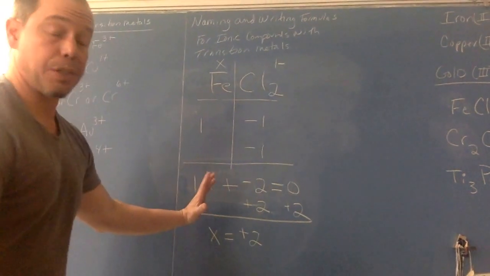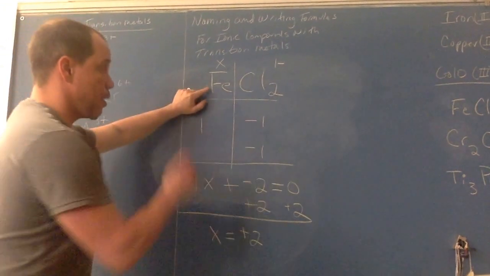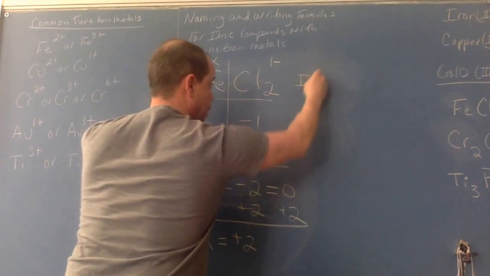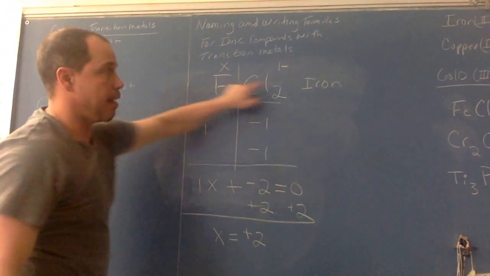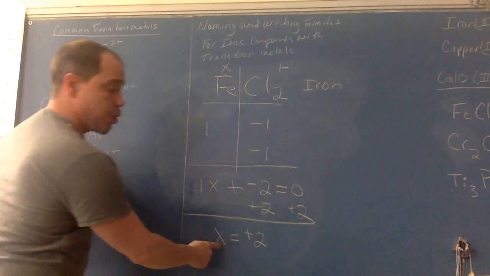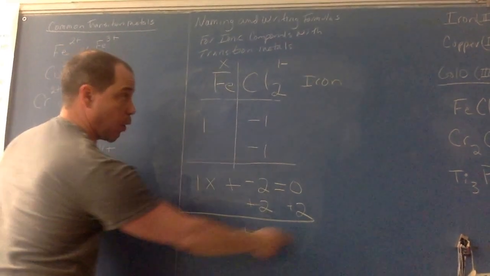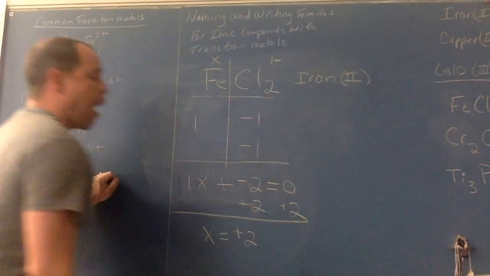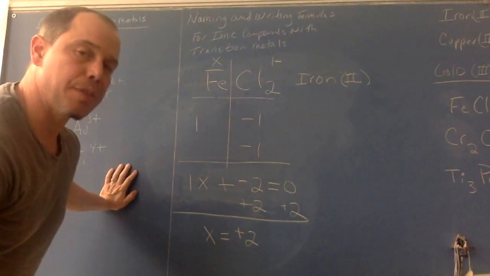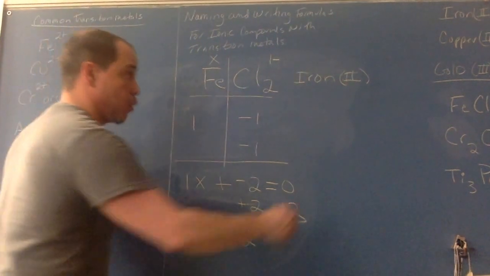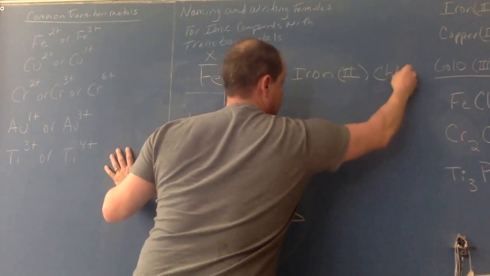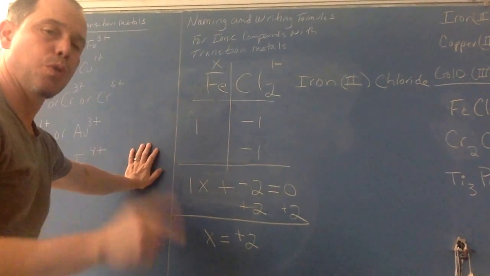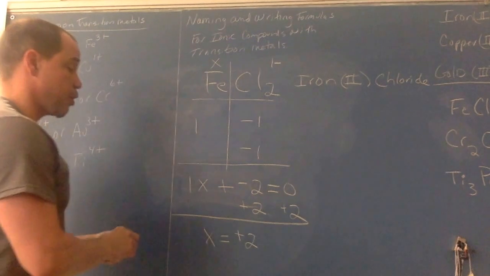So what do I do next? Well, I write the formula. Fe is iron. Its charge is 2 plus, so I write the Roman numeral 2. I know what chlorine is. It's chloride, so I write chloride. And there you have it, iron 2 chloride. All right, let's do another one because these are tough.